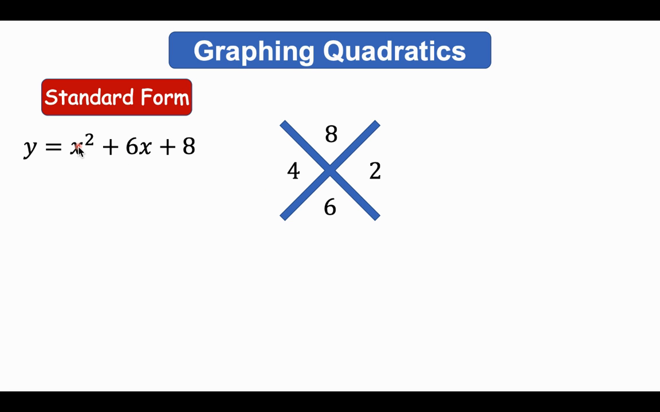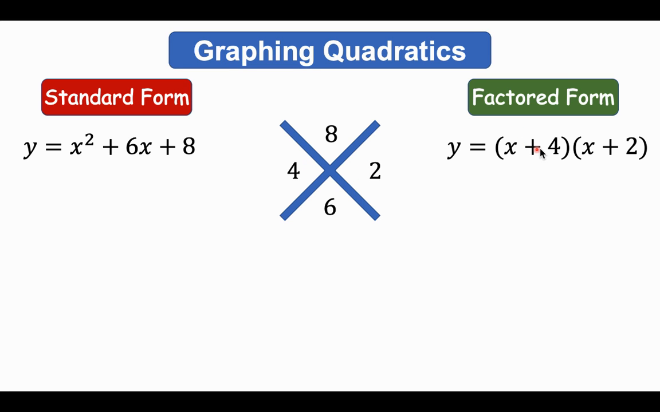And remember, if your a value is a 1, there is a shortcut. You don't have to do that whole factor by grouping thing. You actually have your factors right here in 4 and 2. So factored form is x plus 4 and x plus 2. And remember that shortcut only works when a is equal to 1.